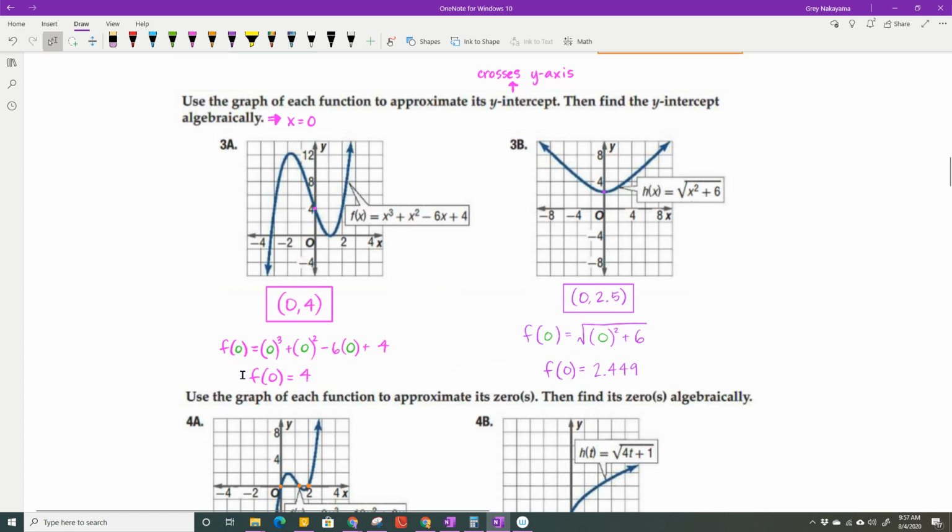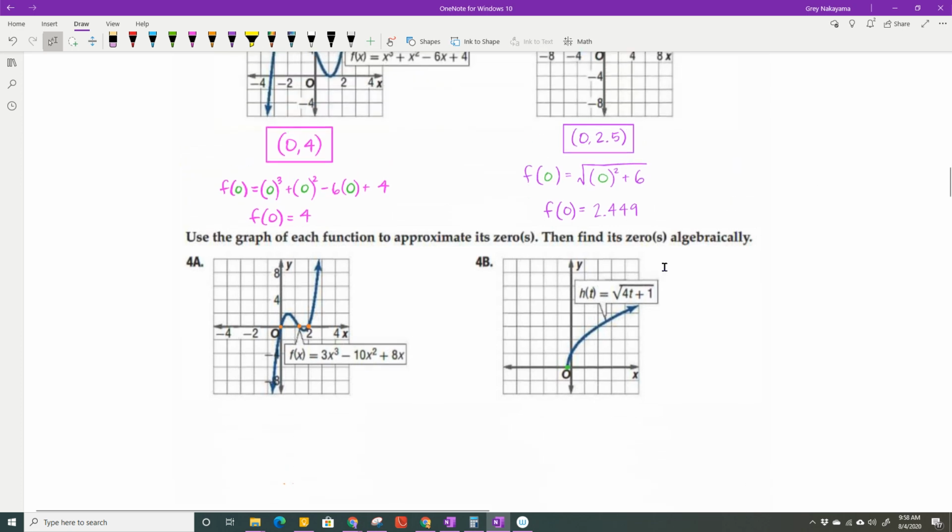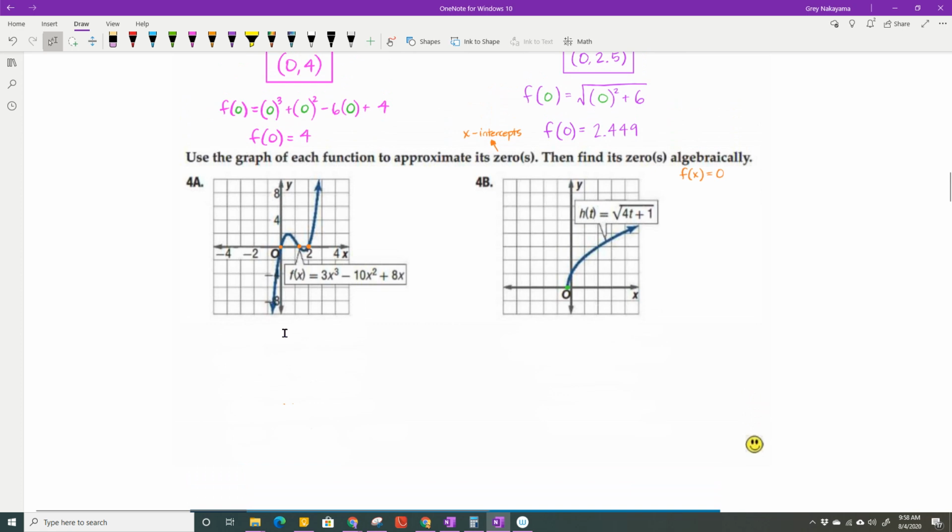Okay. Last problems. Use the graph of each function to approximate its zeros. Then find the zeros algebraically. So the zeros are the x-intercepts. So we had the y-intercepts, and now we have the x-intercepts. Well, this time we're going to actually take the function and set it equal to 0. So when you find the y-intercepts, you plug in 0. When you find the x-intercepts, you set it equal to 0.